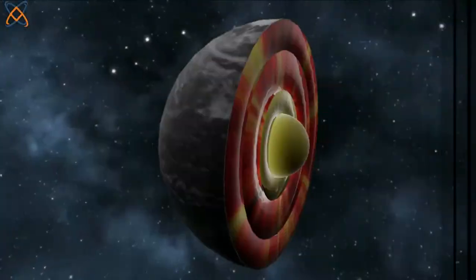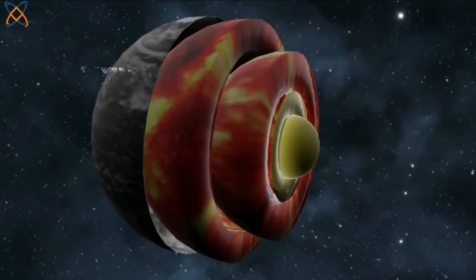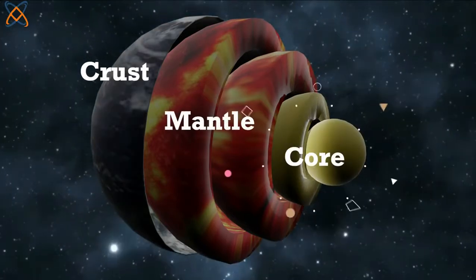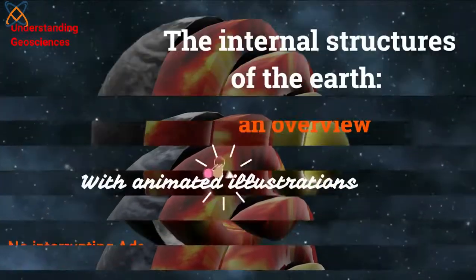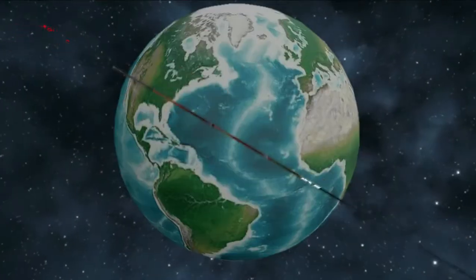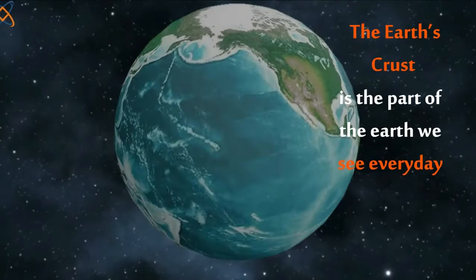The internal structure of the Earth can be divided into three main parts, which are the crust, the mantle, and the core. One of our previous tutorials gave an overview of the internal structures of the Earth. This tutorial will expatiate on the Earth's crust, which is a part of the Earth we see every day.